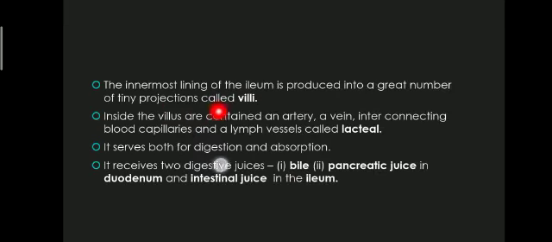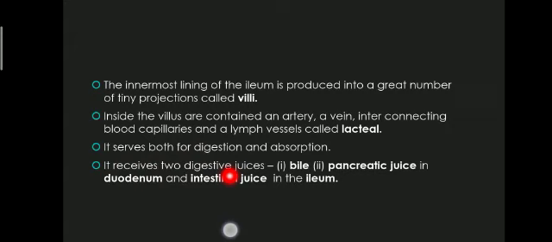So the innermost lining of the ileum is produced into a greater number of tiny projections called villi. Inside the villus there are a variety of things present, that is the artery, vein, interconnecting blood capillaries and lymph vessels, and together that is known as the lacteal. The small intestine helps in both digestion and absorption, and the last digestion takes place in the small intestine.